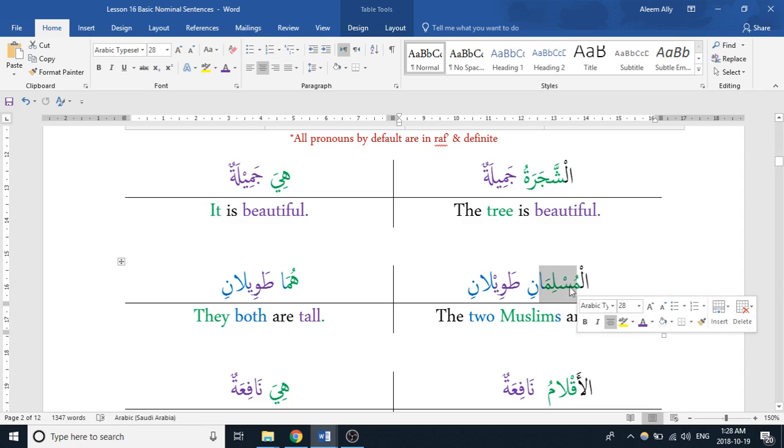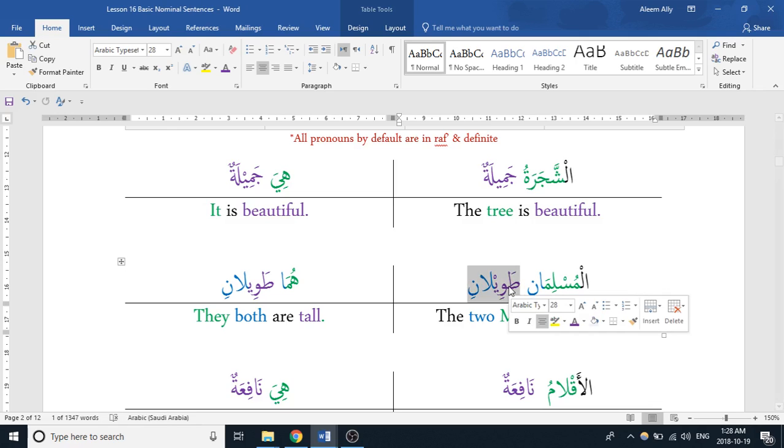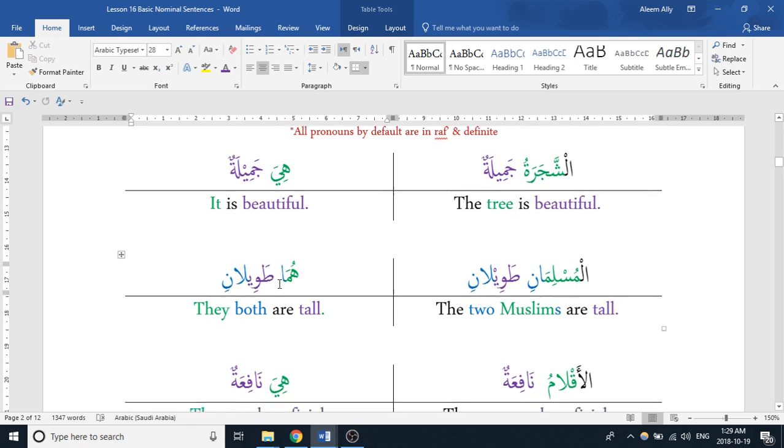They're both masculine because they have none of the signs of femininity. They're both in a state of dual, right? They're matching in number. And finally, they're both in a state of rafa. Because we know for dual, when it comes to rafa, it's an ani ending. But when it comes to nasb and jar, it's aini, right? And since we're referring to two, it would be huma, which means they both. And then tawilani would stay the same, tall. And this is definite, this is indefinite, we have a mubtada, we have a khabar. They're both matching in gender, and they're both in a state of rafa. And they both are matching in number.